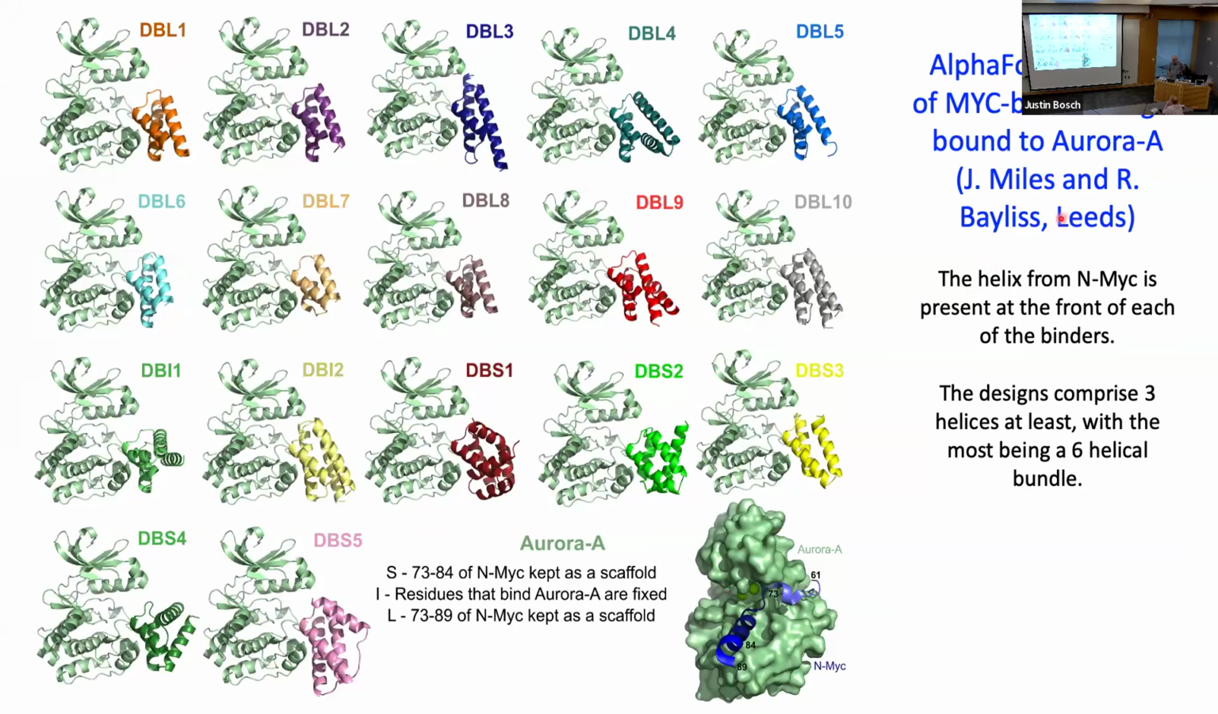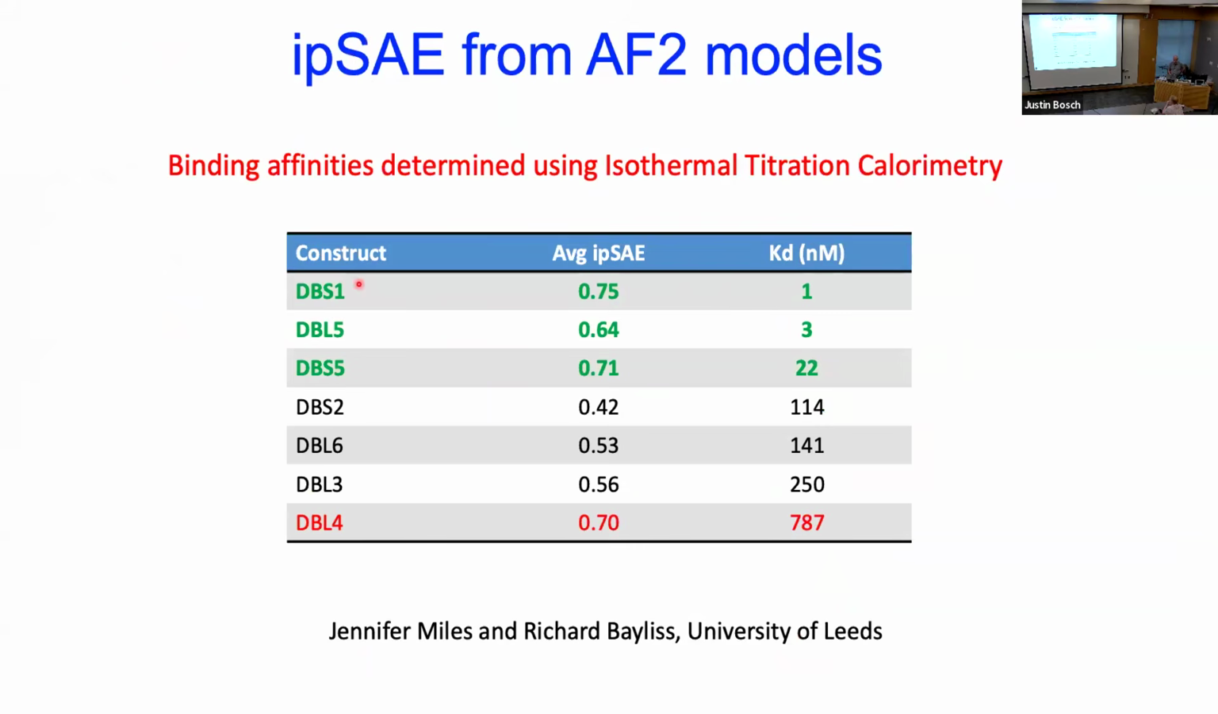My colleague, my friend Richard Bayliss at the University of Leeds, did this for Aurora kinase. Here's the kinase, and here are all the designs they made. And they did crystal structures of some of them. But just here's the ipSAE result. These three are true binders. The KD in nanomolar is 1, 3, and 22. They all had good ipSAEs above 0.6. These three had ipSAE well below 0.6, and they still bound, but with weaker affinity. This one is an outlier. This one had a good ipSAE, but had a poor KD. So it's sort of decent at picking out true binders from false ones.